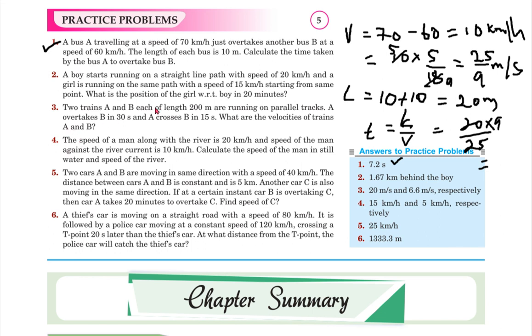Two trains A and B are running on parallel tracks. A overtakes B in 30 seconds. That means overtake means cross. Here I have time, 30 seconds. Each length is 200, so the total length will be 400. A crosses B in 15 seconds. What are the velocities of the trains A and B?